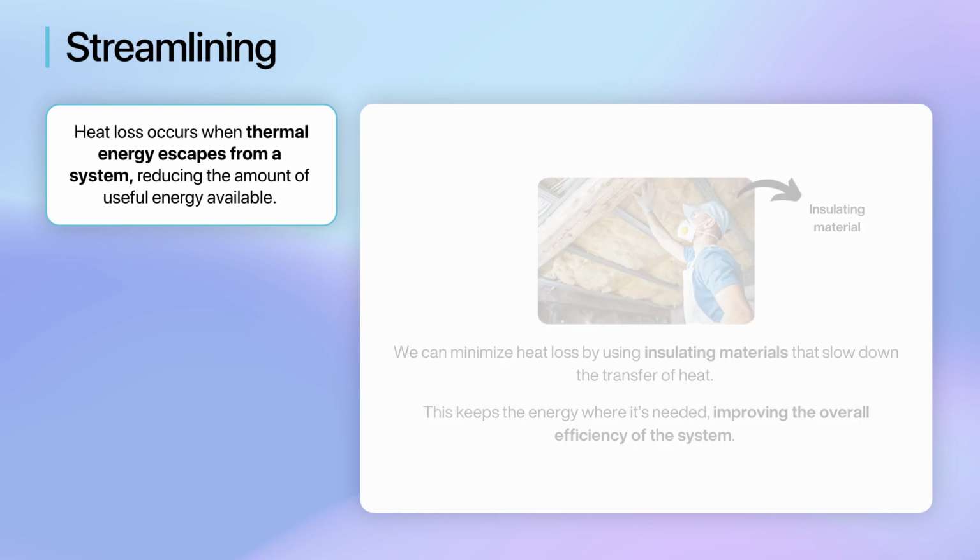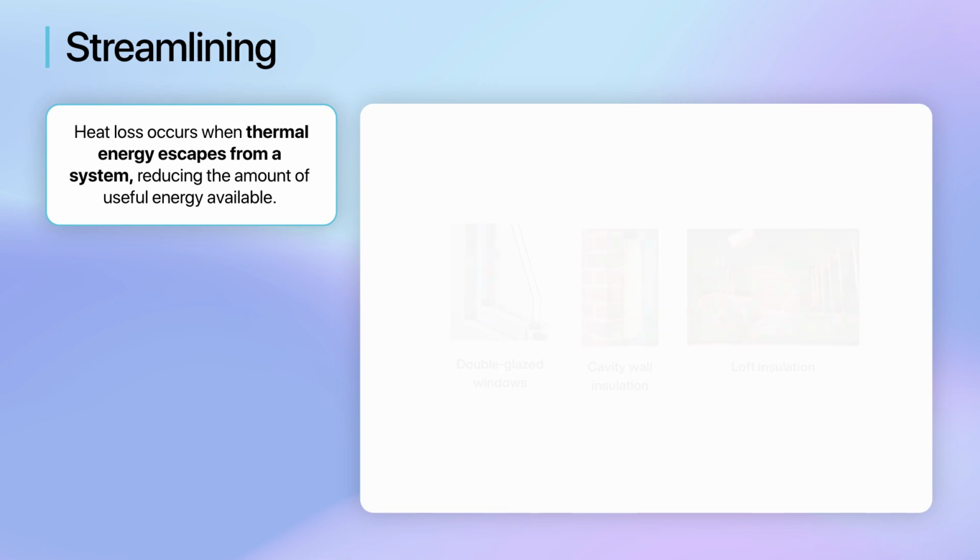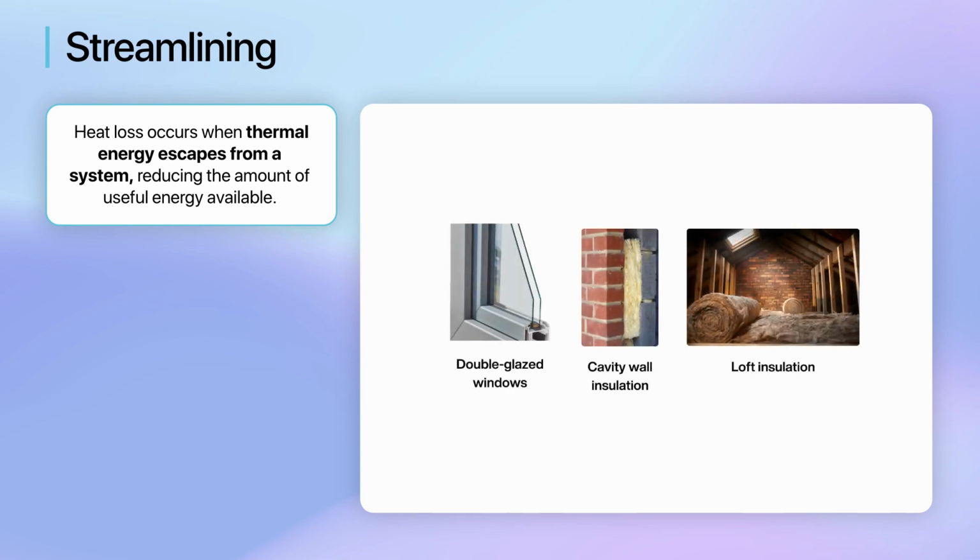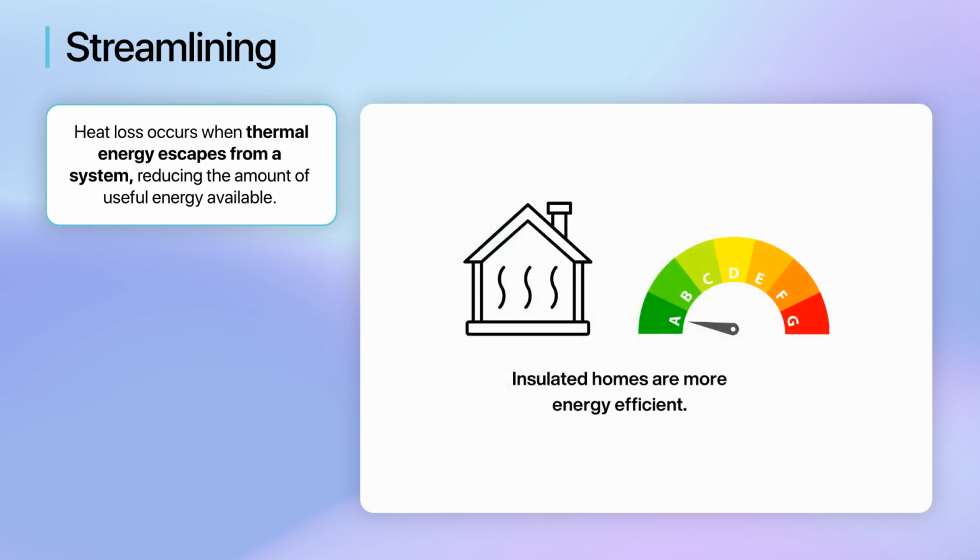As we discussed in a previous lesson, strategies like double-glazed windows, cavity wall insulation, and loft insulation are all effective ways to minimize heat loss in homes. By keeping heat inside, these strategies ensure that less energy is needed to maintain the desired temperature, making the home more energy efficient. By integrating these principles of lubrication, streamlining, and reducing heat loss into the design and operation of systems, we can significantly enhance their efficiency.